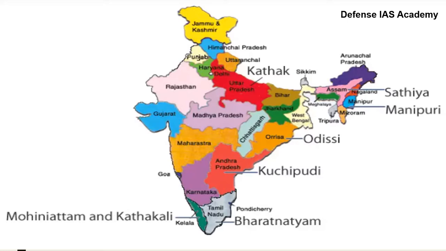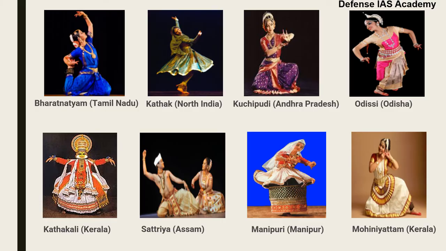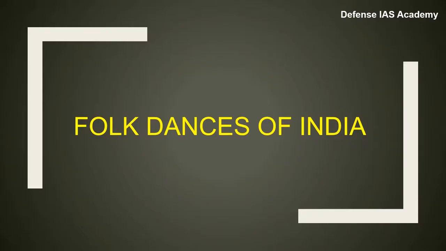So now let us see a picture that represents the different dance forms. You can see the Bharatanatyam, Kathak, Kuchipudi, Odissi, Kathakali, Satriya, Manipuri and Mohiniyattam over here. They are very well expressed dance forms and interesting ones. So that's it with the classical dances of India.